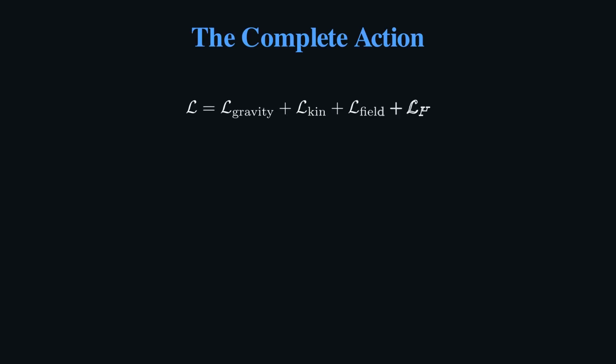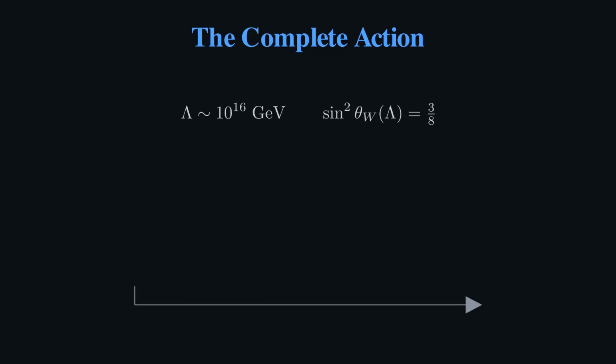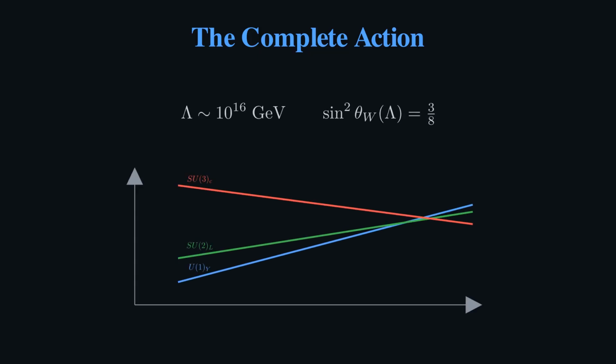The full action combines Einstein gravity with a higher curvature correction, the fermion kinetic term, standard Yang-Mills field energies, and the geometric Higgs-Yukawa sector. The couplings unify at roughly 10 to the 16 GeV, predicting sin squared theta W equals 3/8. Standard renormalization group running reproduces the observed electroweak mixing angle. No new gauge fields needed.